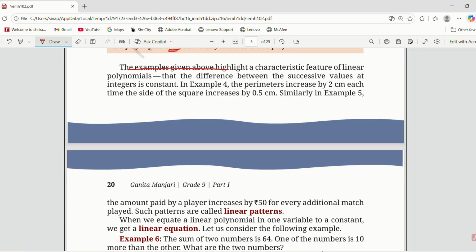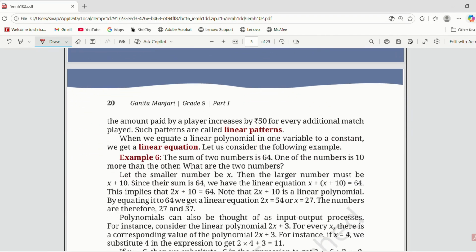Okay, so it characterizes the features of a linear polynomial, that the difference between consecutive values at an integer is a constant. So this is what is given. Successive values at integers differ by a constant. In example 4 also we saw the same thing, similar to example 5. Here the amount paid by the player is increased by 50 for every additional match played. Such patterns are called linear patterns.